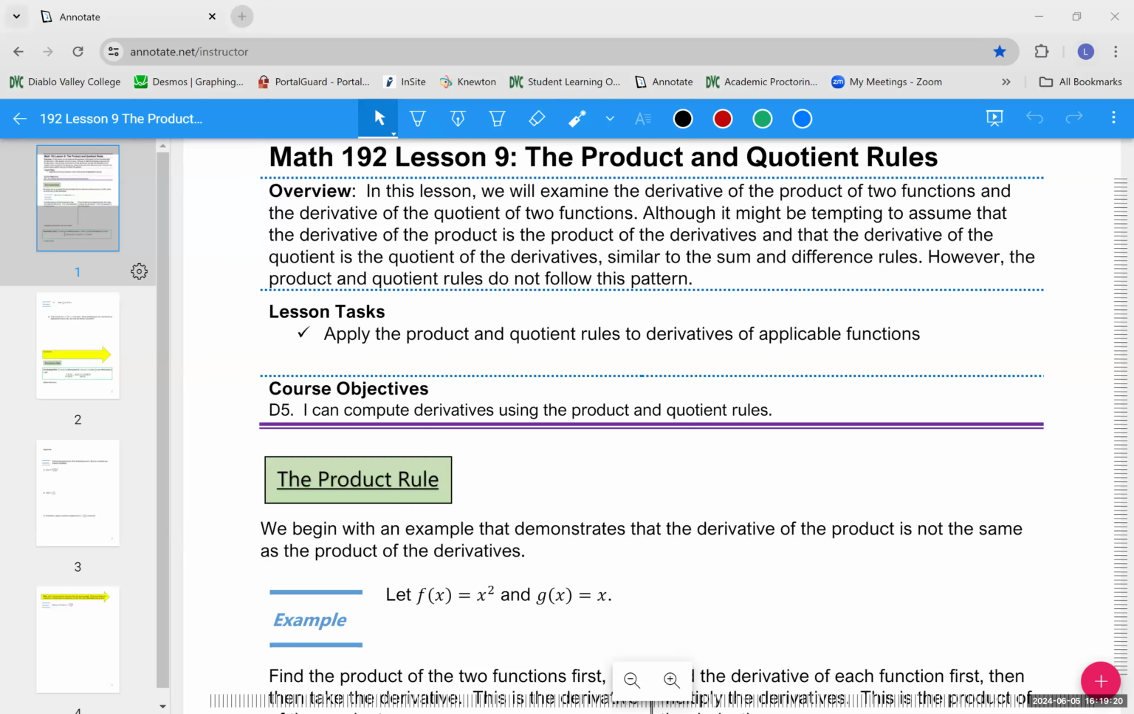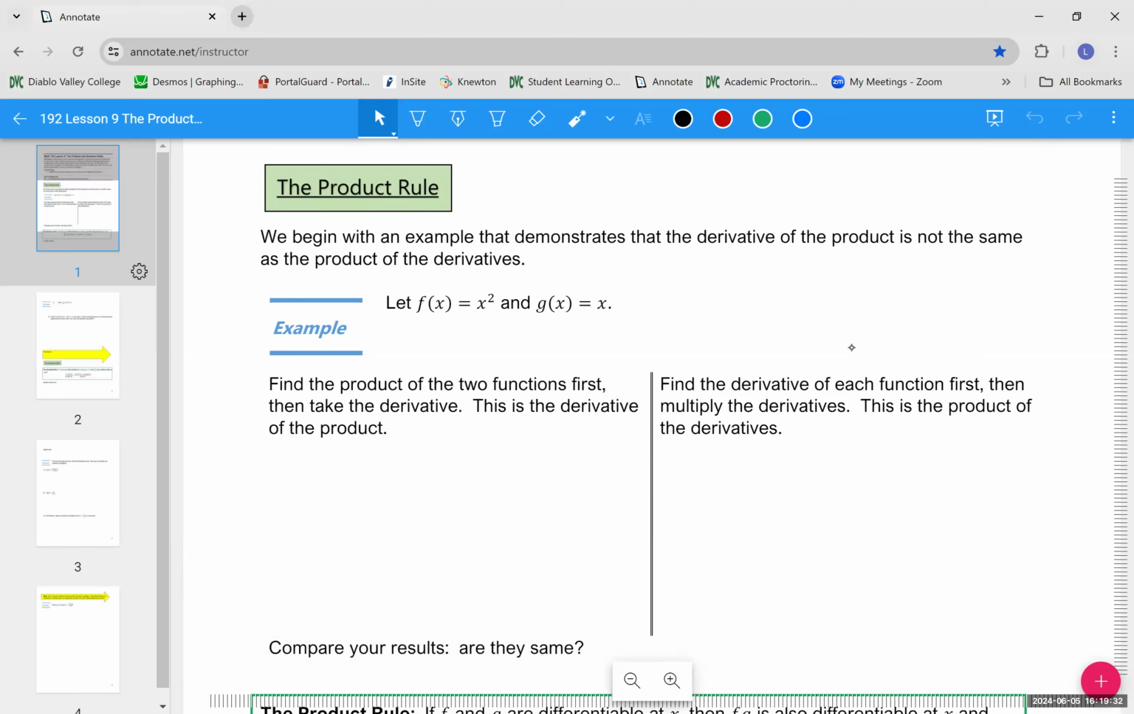Welcome to lesson 9, the product and quotient rules. So we are going to go ahead and learn the two rules that we need to take the derivatives of a product and a quotient. And we'll start by looking at the product rule.